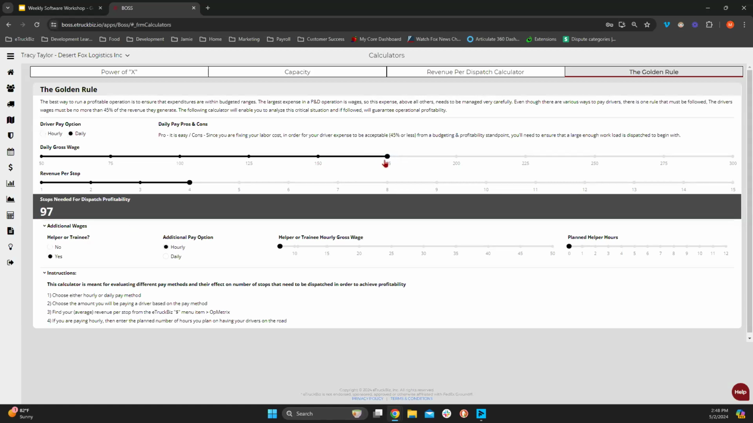If the driver's making $175 a day and you're making $4 a stop, you got to at least send them out with 97 stops, okay? If you start putting the helper on there and you pay that helper $15 an hour, and you plan on having that helper out with them for 7 hours, it now goes up to 156. That is a large increase, but that is to cover for these additional wages, okay? That is to keep the wages for that particular vehicle and for that particular day under 45%.